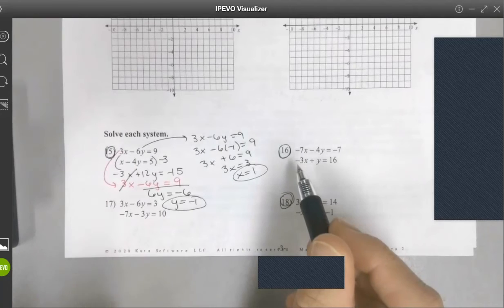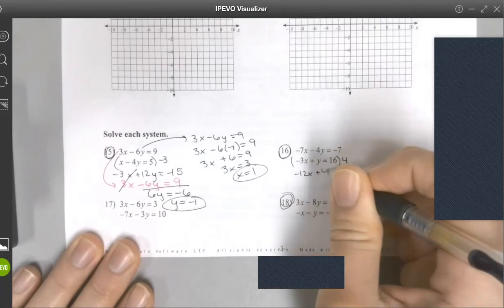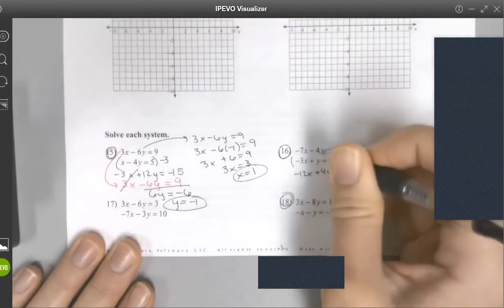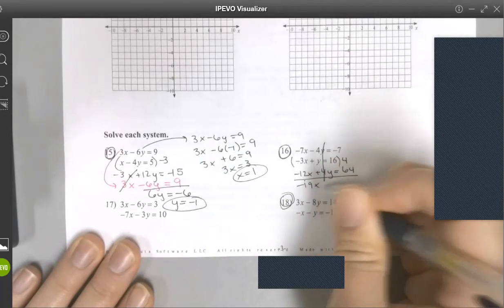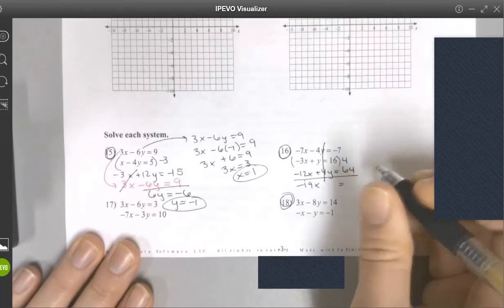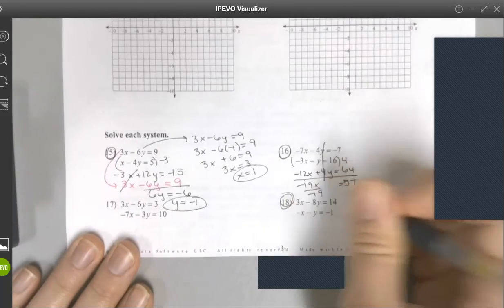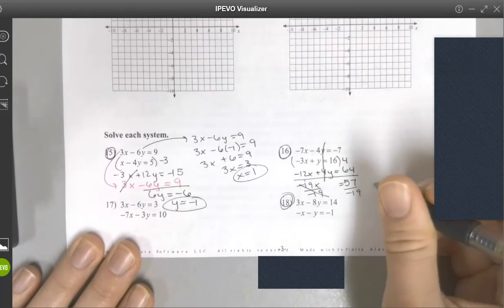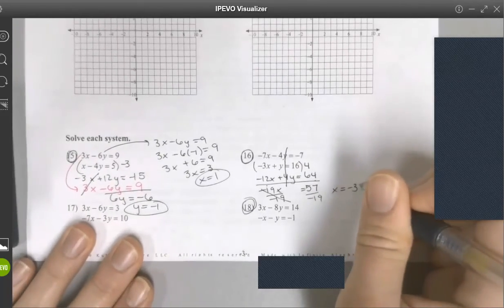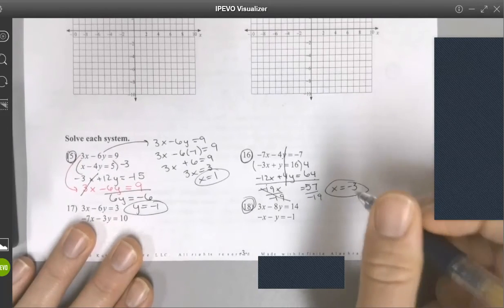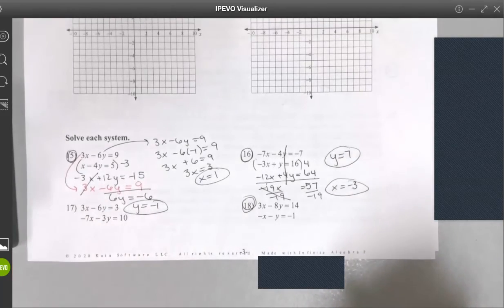On 16, I multiplied the bottom equation by 4 so that my y's would become opposites. Now these would cancel. -7 and -12 would give me -19x. -7 and 64 gives me 57. And then that goes in evenly when I divide by -19. It goes in -3 times. When I plugged in -3, I get y equals 7, which is just plugging into any equation.